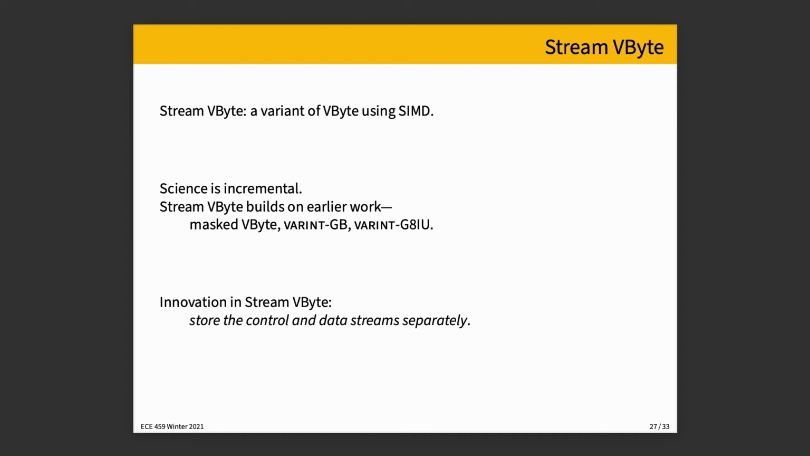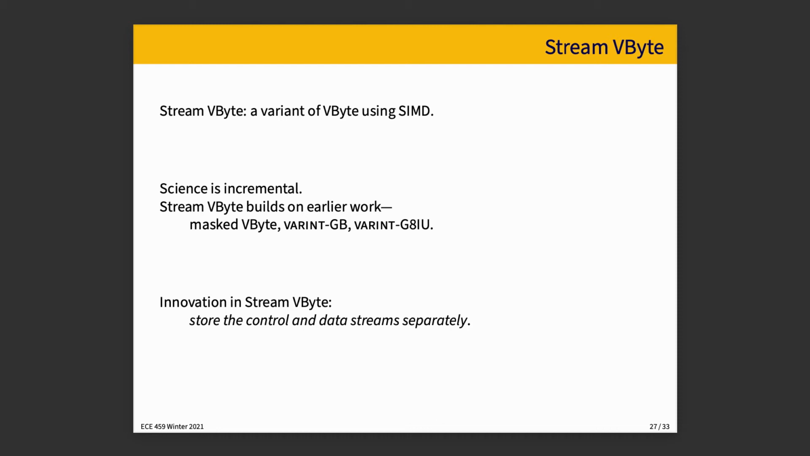And that takes us to Stream VByte, which is a variant that is intended to use SIMD instructions. And as you will know, science is incremental. Stream VByte builds on some earlier work, Masked VByte, Varint-GB, Varint-G8IU, that sort of thing. But the innovation in Stream VByte that makes the difference is the idea of storing the control and data streams separately.